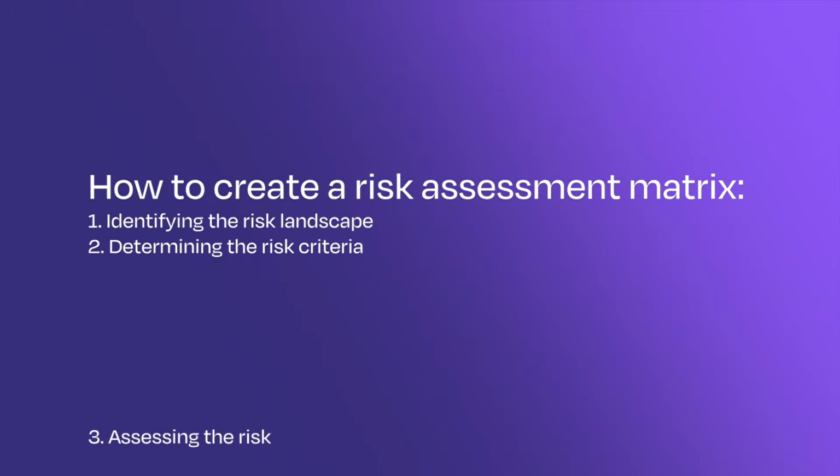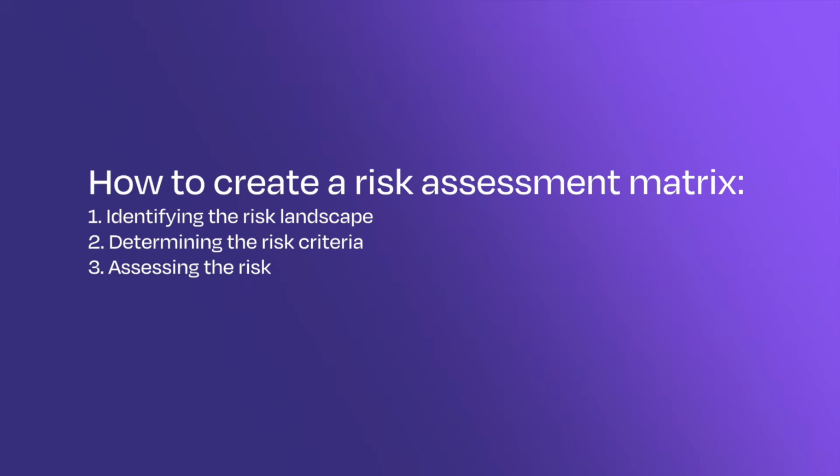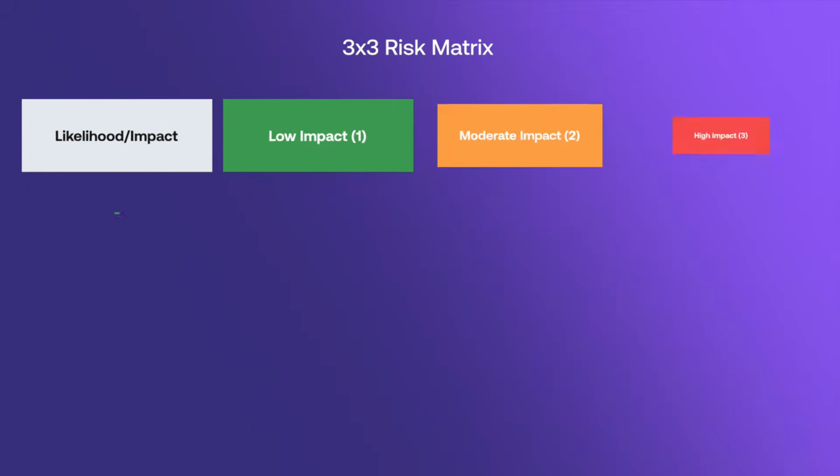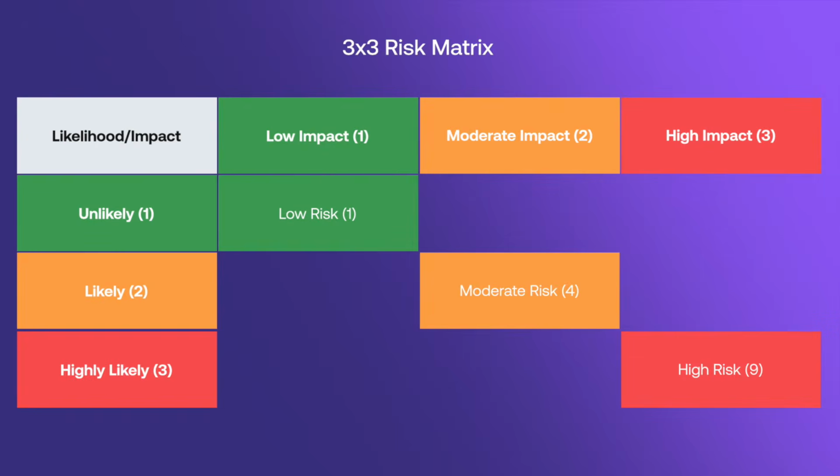Step 3, assessing the risk. You'll want to assess the risk based on your risk criteria on a predefined scale. As mentioned earlier, most organizations use the following 3-part scale to assess severity: high, moderate or medium, and low.